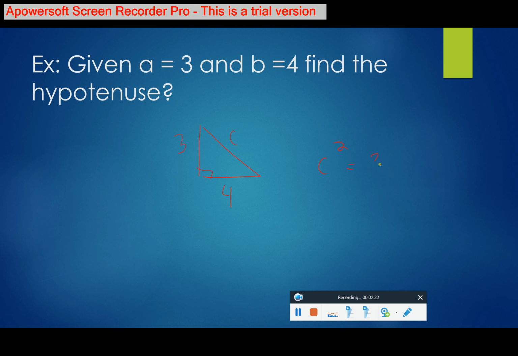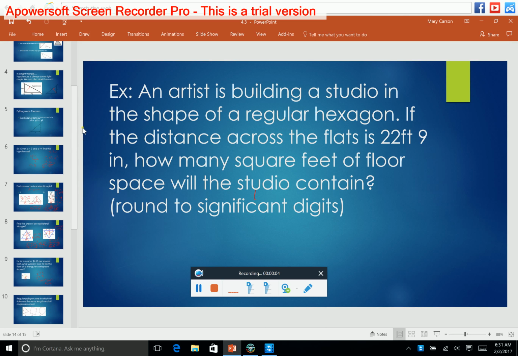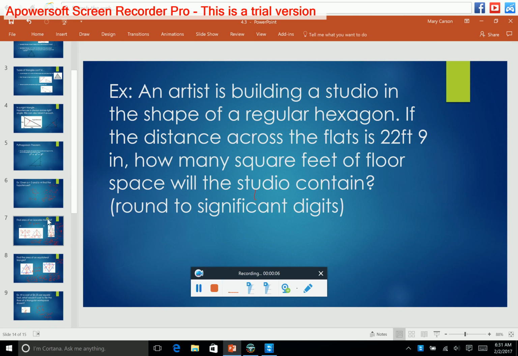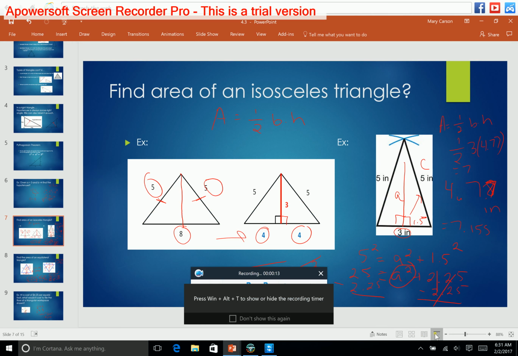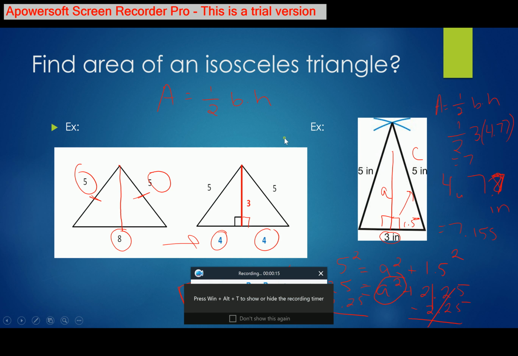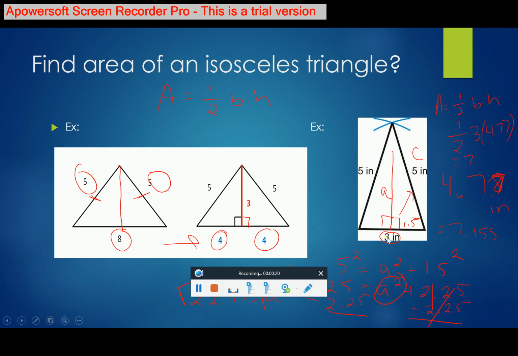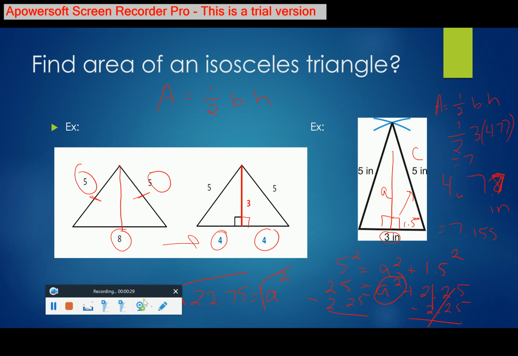Okay, find an area of an isosceles triangle. Okay, so I did some work on this already, but take a look at what we did here. So on this one, you cut this in half. So this would be your 3 inches. This becomes 1.5. And of course, here's your right angle. So you know 5 is your hypotenuse. And you plug it into your formula here.